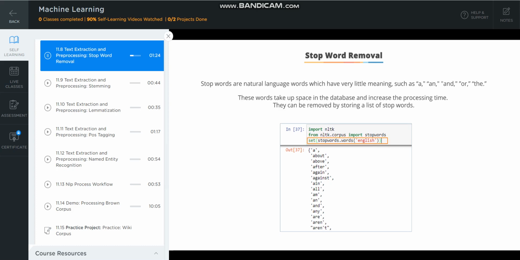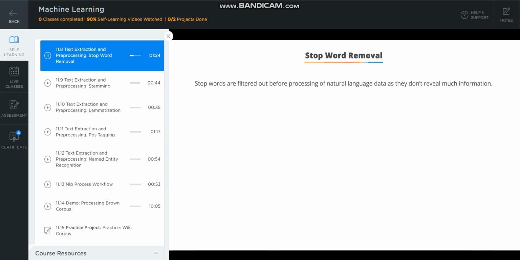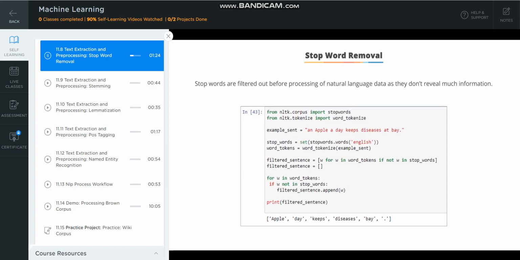Set genre as English. Stop words are filtered out before processing of natural language data, as they don't reveal much information. So as you can see in the given example, before filtering the sentence, the tokenization of stop words is processed in order to remove these stop words, and the filtering is applied in order to filter the sentence based on some criteria.